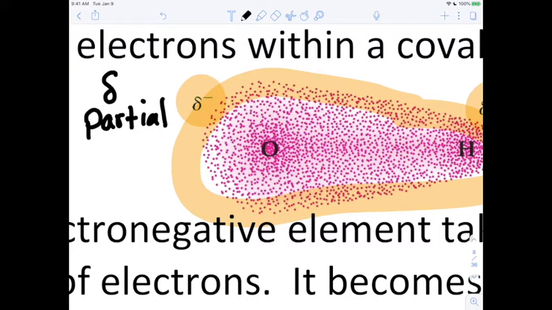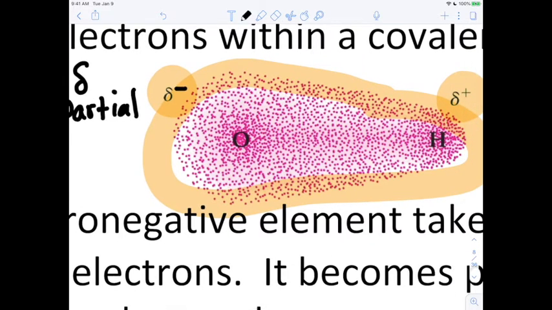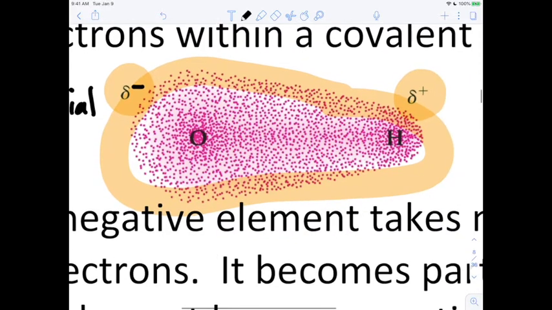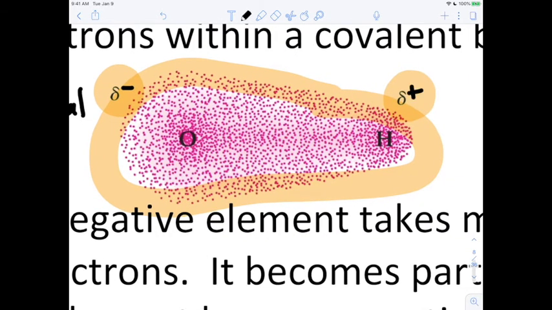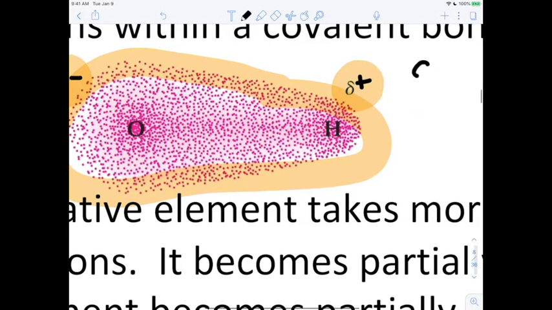So it is a partial negative by the oxygen, because the oxygen is getting more electrons than it should. It's not truly stealing the electron from the hydrogen. It's just taking more time with it than it should. Hydrogen now becomes partially positive, and again, this is a delta, meaning a partial charge. So hydrogen is partially positive. It hasn't fully lost that electron, but oxygen is yanking on it so much, it feels almost as if it had lost that electron.